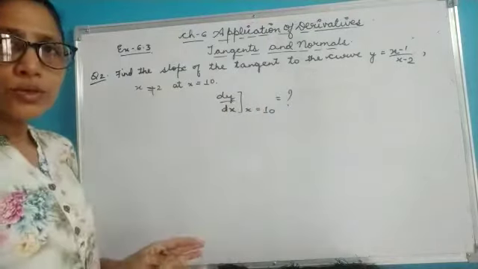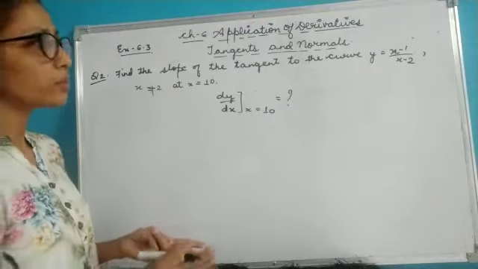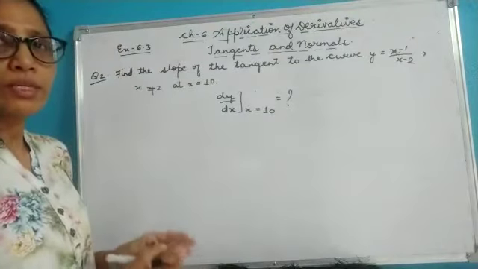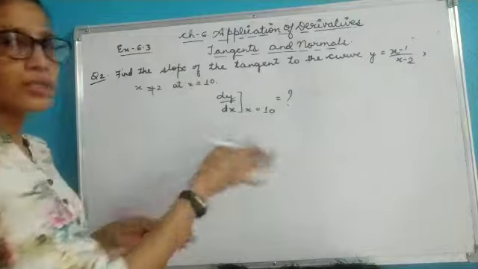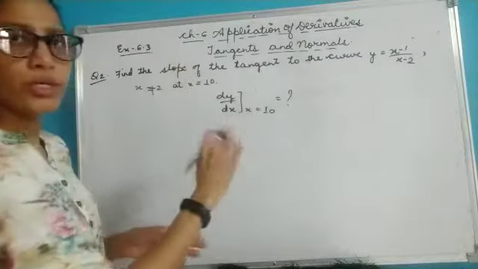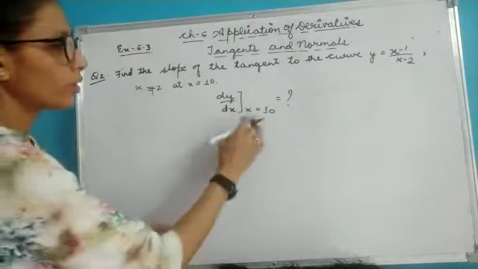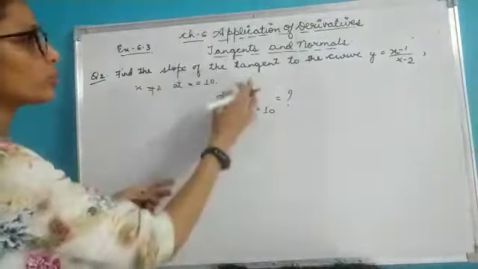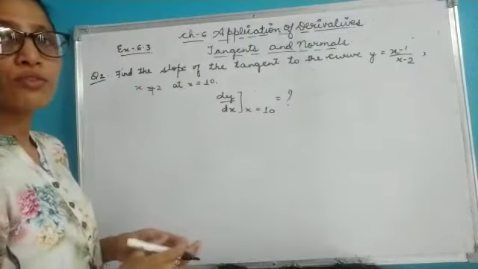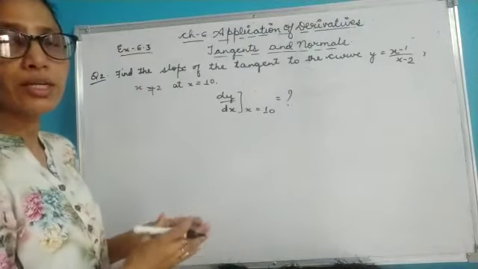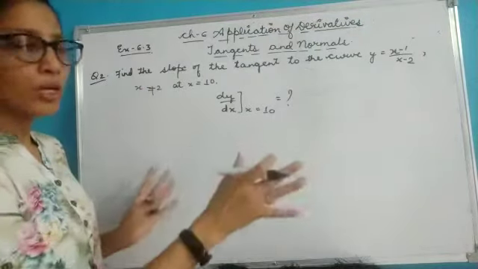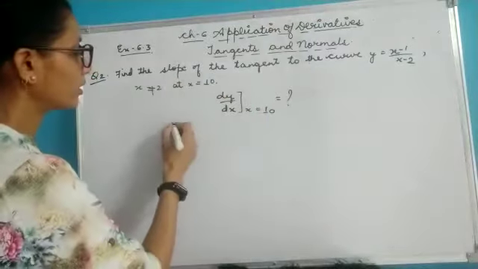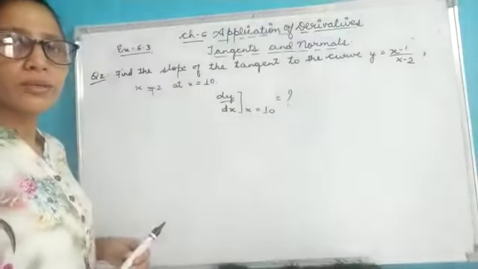Children, in this question you have to follow just two steps. Whatever the equation of curve is given to you, you find out dy by dx, and if slope is asked at some point, then you will be putting x equal to that point in dy by dx. If the equation of tangent or equation of normal is asked, then we will be writing that dy by dx in the formula. So here only slope is asked, so I will be only calculating dy by dx. So let's just do it quickly.